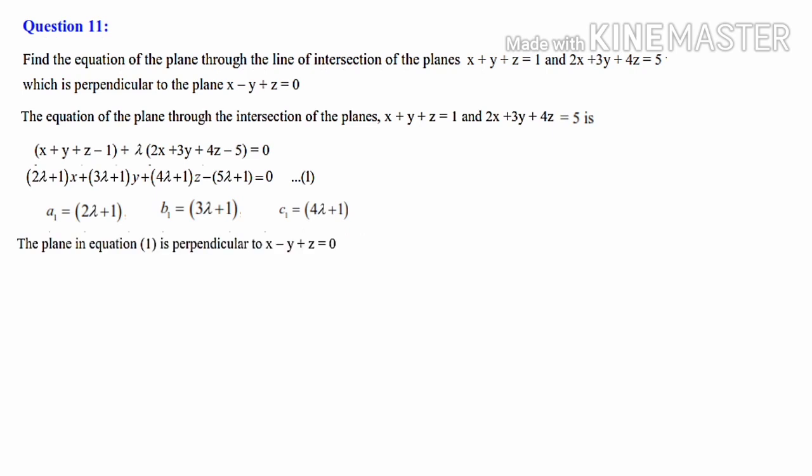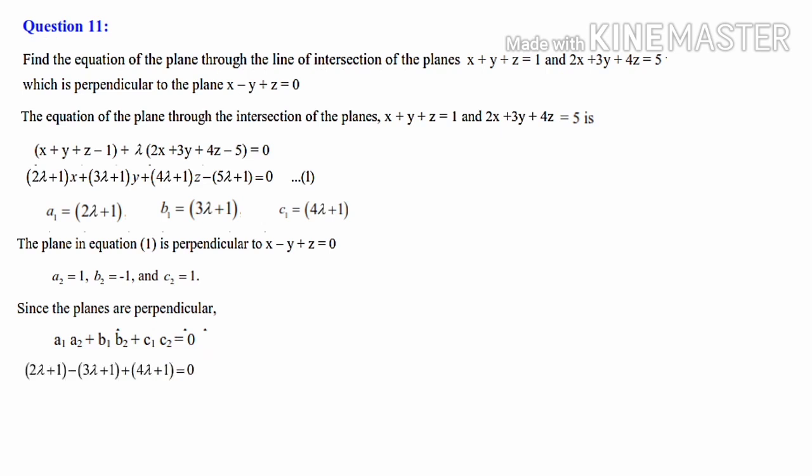Next, the plane in equation number 1 is perpendicular to this plane x minus y plus z is equal to 0. So let's write the direction ratios of the normal to this plane, that is the coefficients of x, y and z: a2 is 1, b2 is minus 1 and c2 is 1. As we know that the planes are perpendicular, we know the condition, that is a1 a2 plus b1 b2 plus c1 c2 is equal to 0.